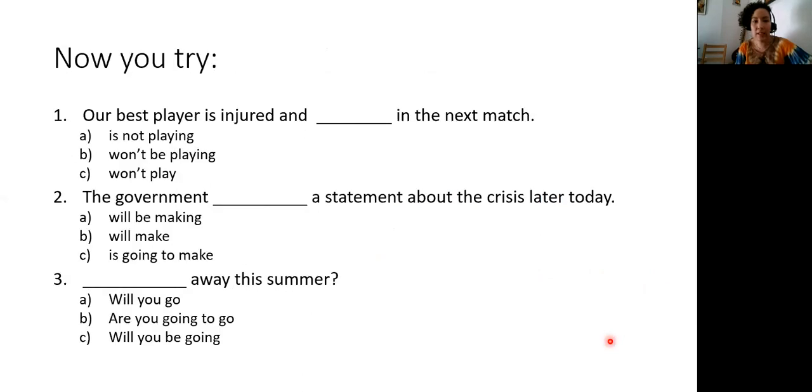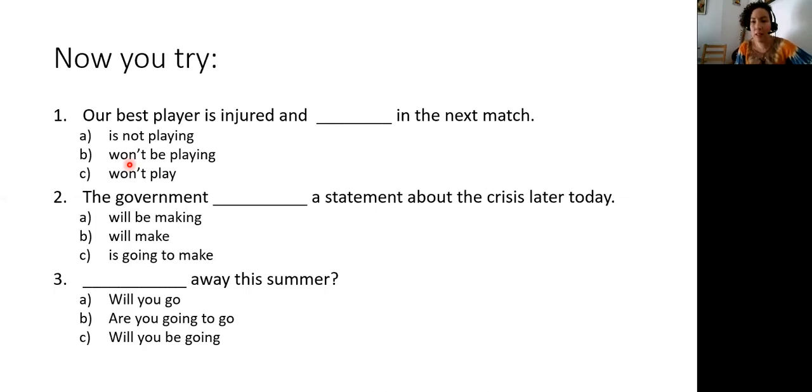Great, so let's continue. Now you give it a shot, ready? Number 1, oh, sorry, I'll pause so you can pause. Okay, let's go. Number 1, our best player is injured and won't be playing in the next match. That's B, okay? Number 2, the government, A, will be making a statement about the crisis later today. And 3, will you be going away this summer? Okay, so all of these are prolonged future actions, all right?